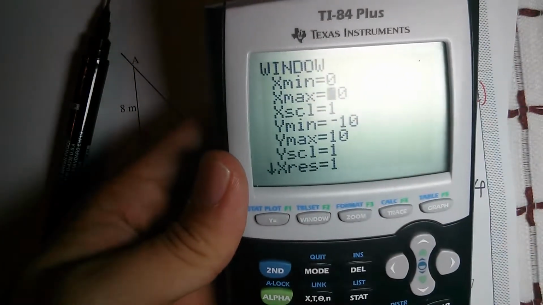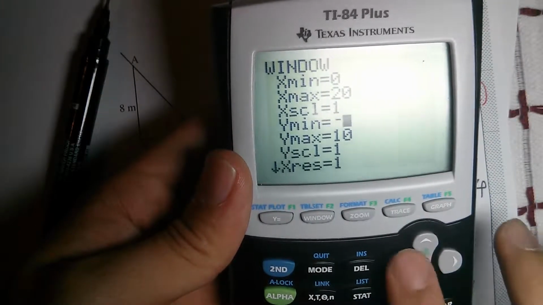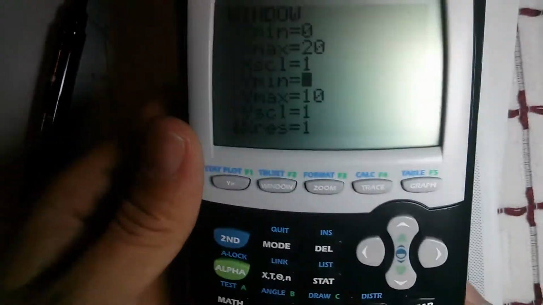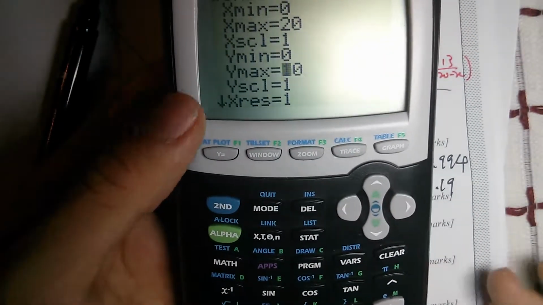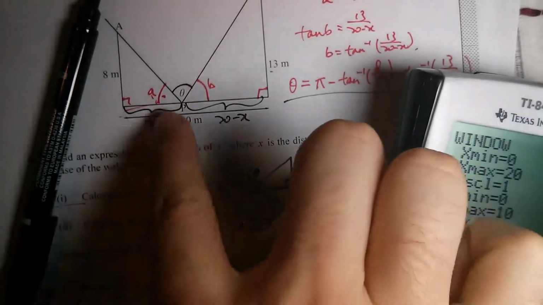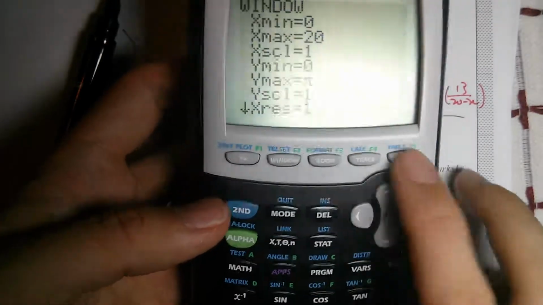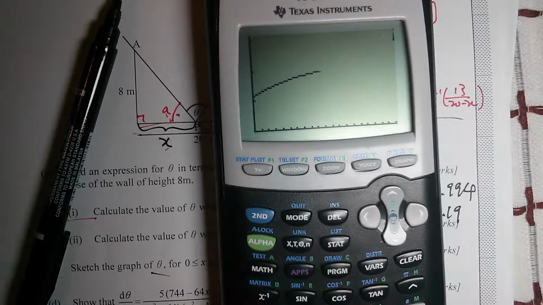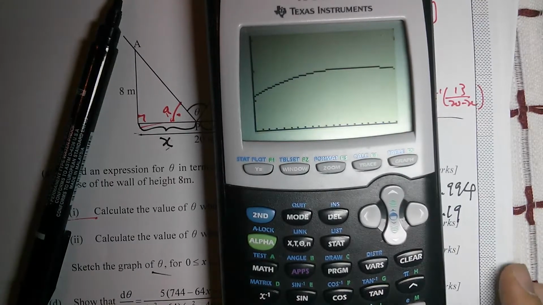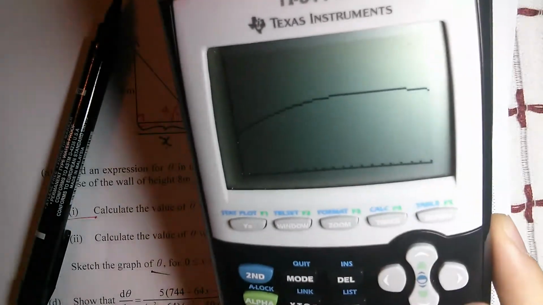Well, x is 0 to 20, that should be enough. Y we kind of don't know, but theta cannot be negative, so 0 to, it's in radians, so it's obviously less than 180 degrees for the angle, so we can use pi as the maximum. It's probably good. See the graph. Okay, it's loading. Okay, that's kind of what we got.